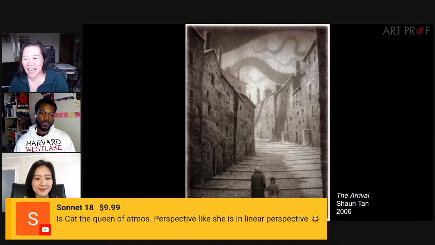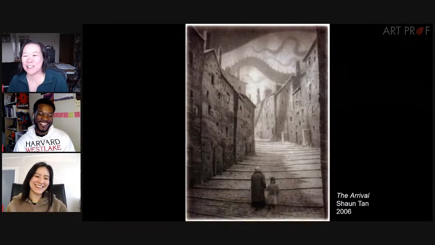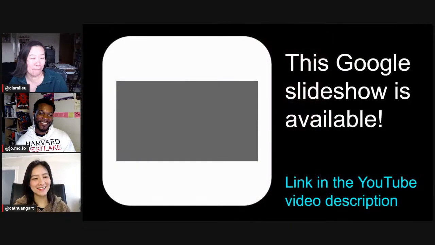Sonnet says, is Kat the queen of atmospheric perspective like she is in linear perspective? I think so. Because especially, Kat, you also know how to combine them.